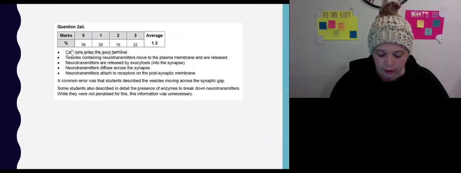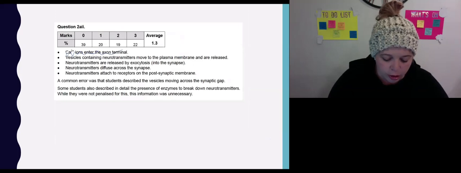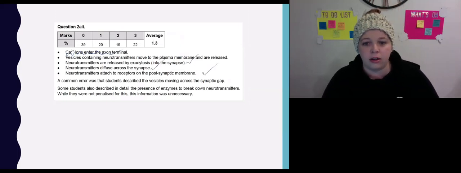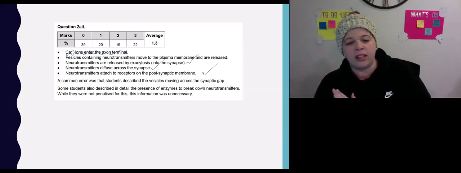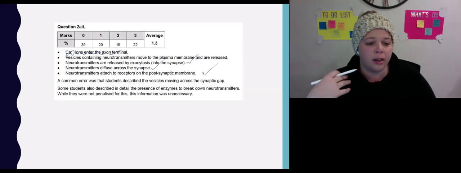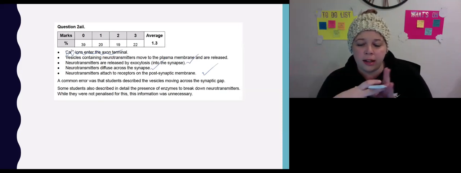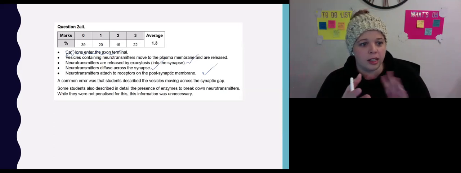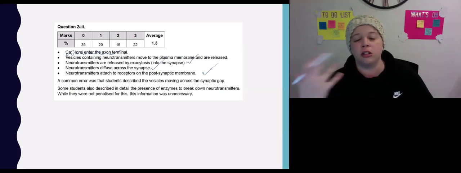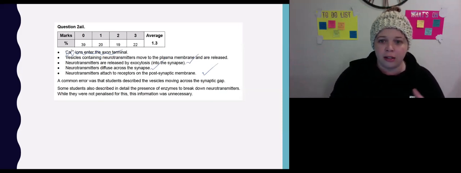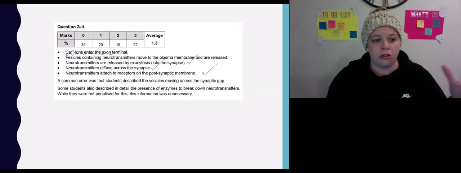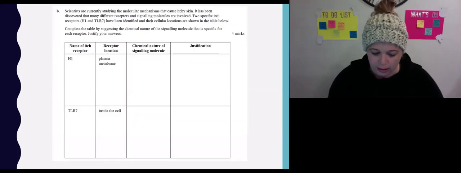Now let's go back and have a look at this answer. The neurotransmitters are released, they diffuse, and they attach to receptors on the postsynaptic side, which means the other side of the synapse, that side of the membrane. What's important is, even though this is an old study design question and you don't need to know about calcium ions anymore, we could still get the 3 marks based on our knowledge of the way that neurotransmitters diffuse across the synapse.